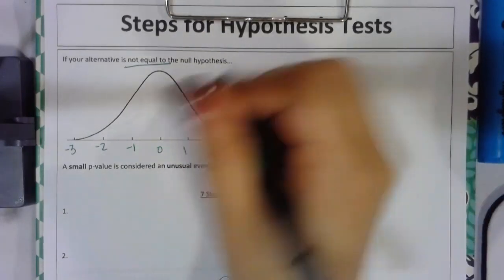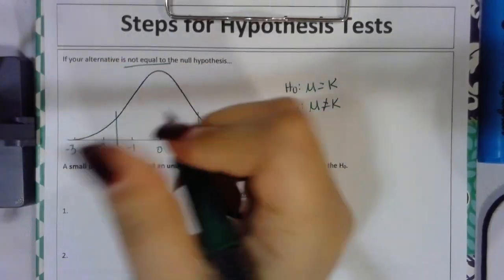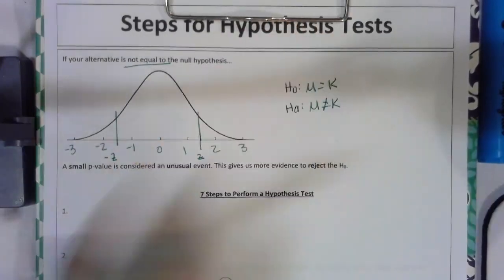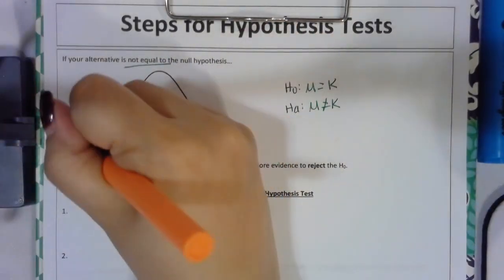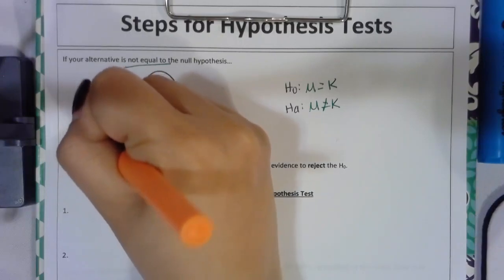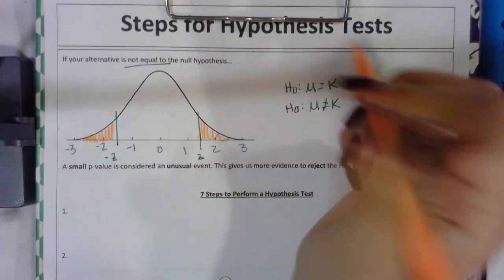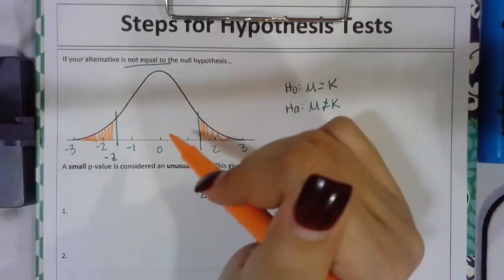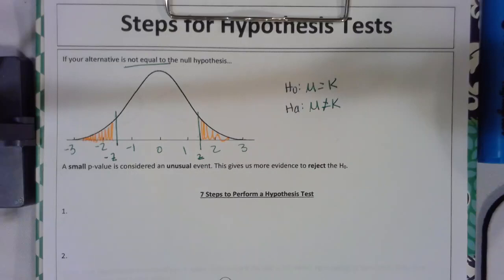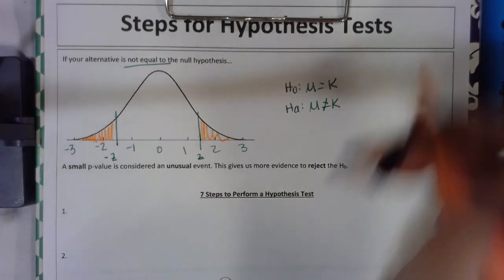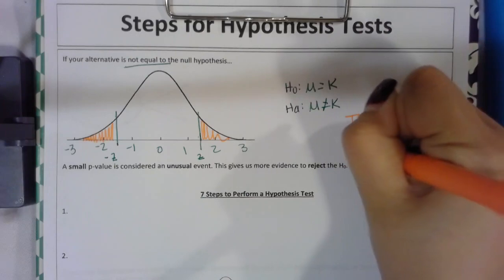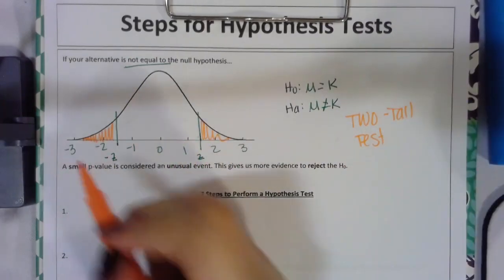Now when we're not equal to, that means we have two different regions. We have two sides. So now we have two critical regions. The other ones we had one on each side, but this one we have two. So if you remember, if you have two critical regions, that is a two-tailed test, because you have two critical regions.